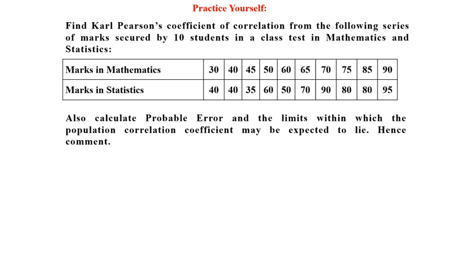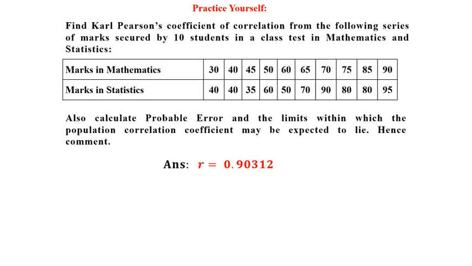Next, practice yourself. You work out this on your own. Find Karl Pearson's coefficient of correlation from the following series of marks secured by 10 students in a class test in mathematics and statistics. The data is given. Also calculate the probable error and the limits within which the population correlation coefficient may be expected to lie. Hence comment. So you have to calculate the correlation coefficient, probable error, lower limit and upper limit, and 6 PE, and on that basis give your interpretation.